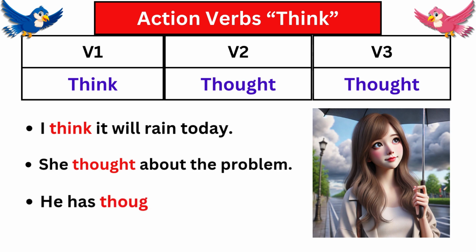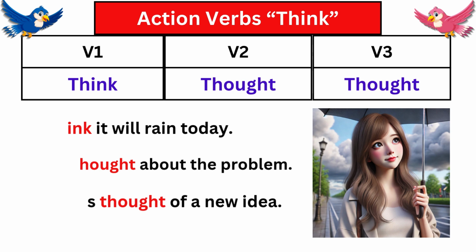V3, past participle: He has thought of a new idea. This is used with have or has for the present perfect tense.